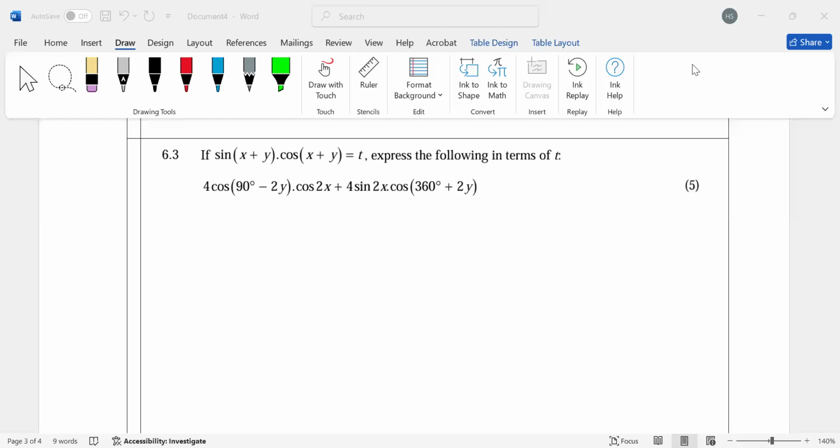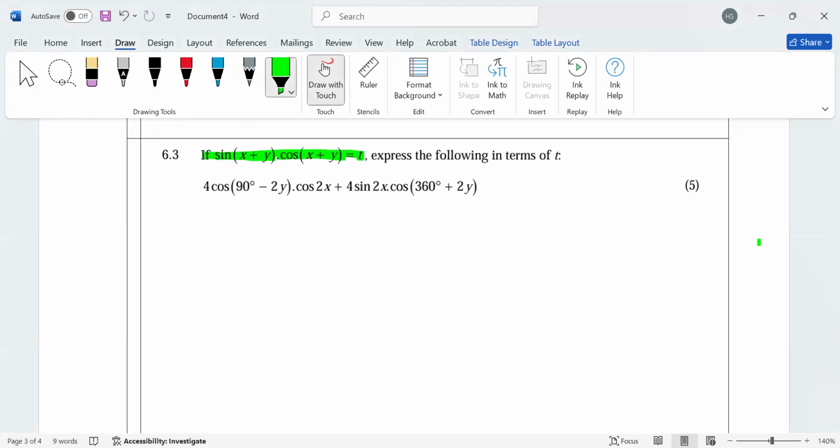All right. So this is where we started with. They say if the sine of x plus y multiplied by the cos of x plus y is t, so this whole thing here is equal to t. When we started, we were tempted to multiply this thing. This thing you should just leave exactly the way it is. Stay away from it and move on to the next one.